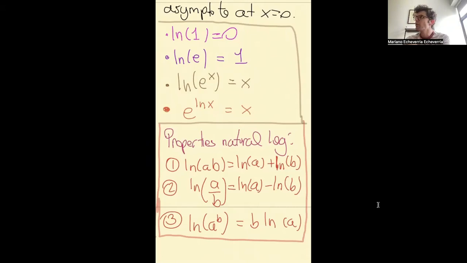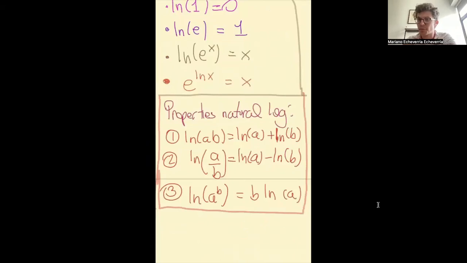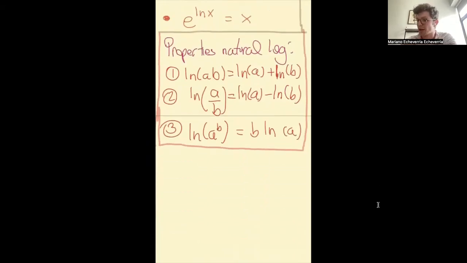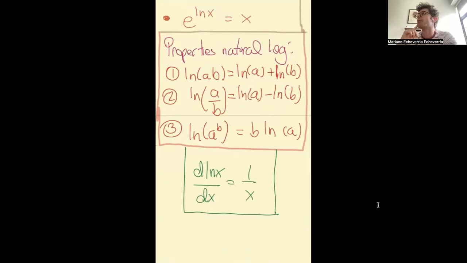So again, there's this way to find derivatives. Oh, sorry, I should have said this as well. One of the key properties of natural log is that we have a formula for its derivative. Another important formula is that the derivative of natural log with respect to x is 1 over x. This is also very, very important.